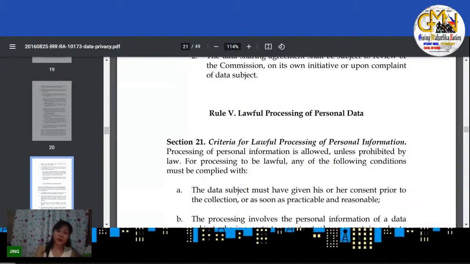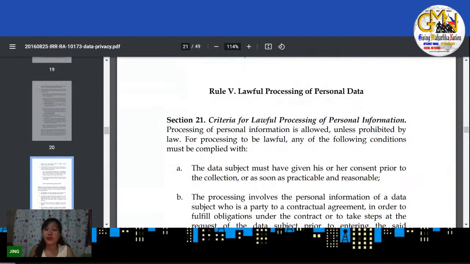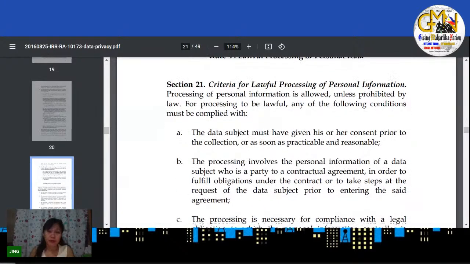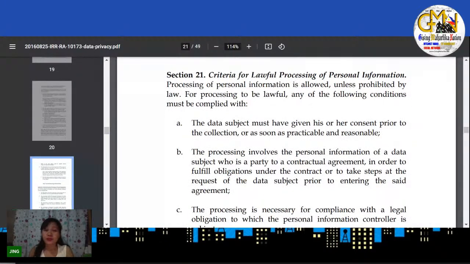Okay. Rule number 5, lawful processing of personal data. Section 21. Criteria for lawful processing of personal information. Processing of personal information is allowed unless prohibited by law. For processing to be lawful, any of the following conditions must be complied with.